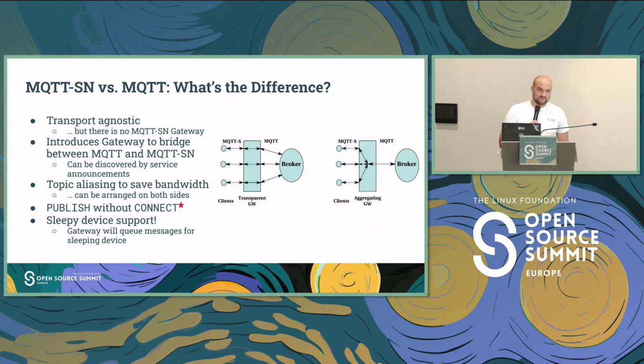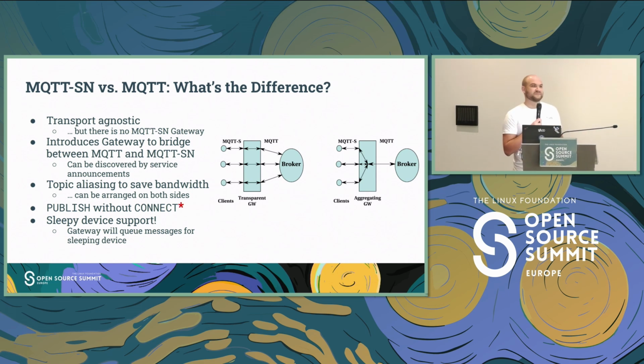To save bandwidth, I showed the long topics before. A mechanism was introduced to alias topics so that you can basically say, I want to have a stand-in, a short ID or a short alphanumeric string that I can use instead of long topics. And it can be either assigned at runtime or predefined on both sides, client and server.